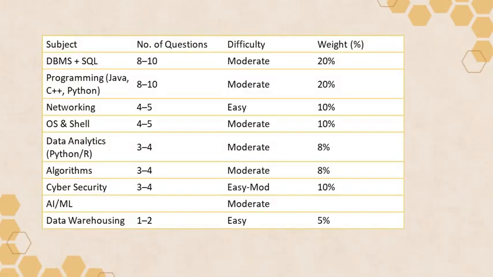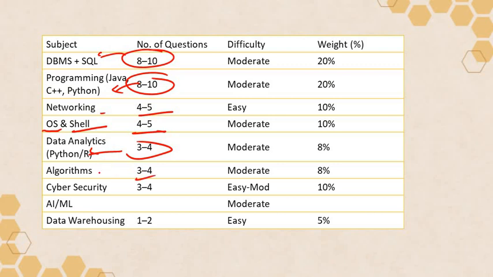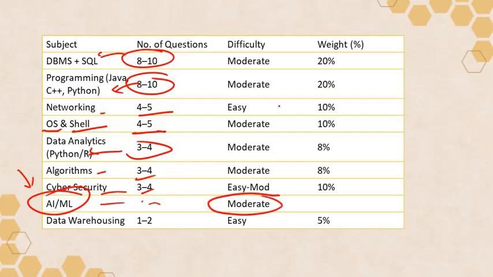We have analyzed overall that 8 to 10 questions were asked from DBMS, 8 to 10 questions from programming languages, 4 to 5 questions from networking, 4 to 5 questions from operating system and shell scripting, 3 to 4 questions from data analytics, 3 to 4 questions from algorithms, 3 to 4 questions from cybersecurity. Here they have added a new subject, that is AI and ML. So we can expect many questions from this, and the difficulty level can be moderate, because this exam is an easy to moderate exam. Then there were 1-2 questions from data warehousing.